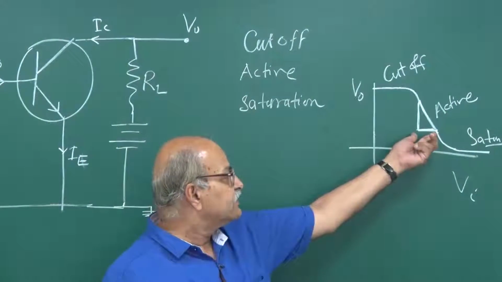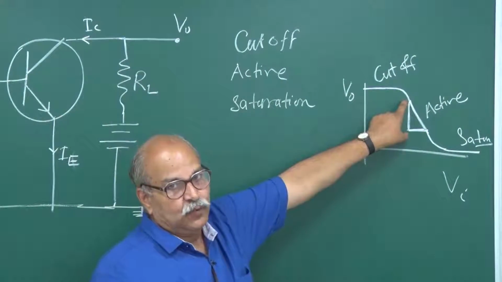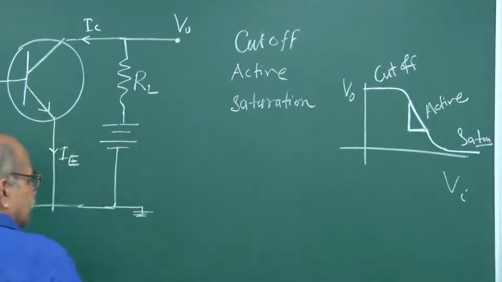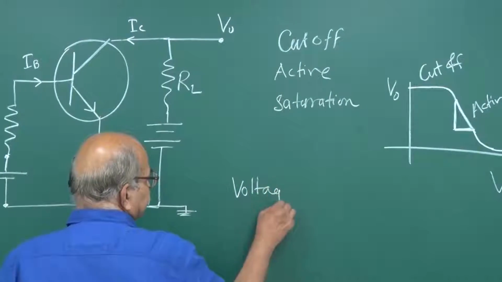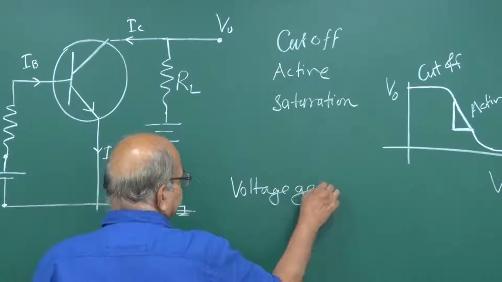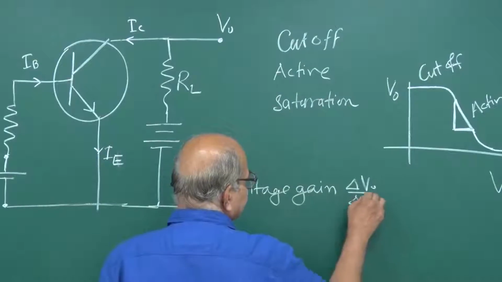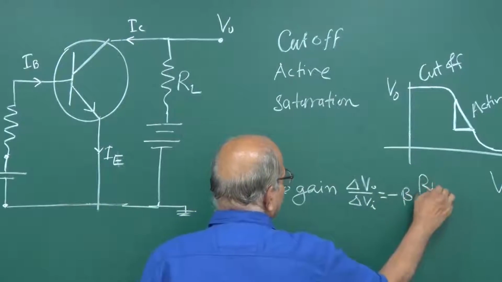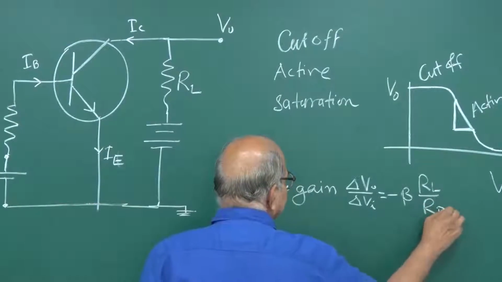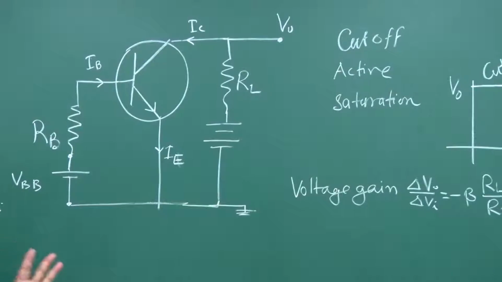A small change in VI will lead to a large change in this VO, and that is the amplification, that is the voltage gain. Voltage gain is delta VO over delta VI, which is minus beta times RL over RB. So this is RL and this is RB. So these are the things.